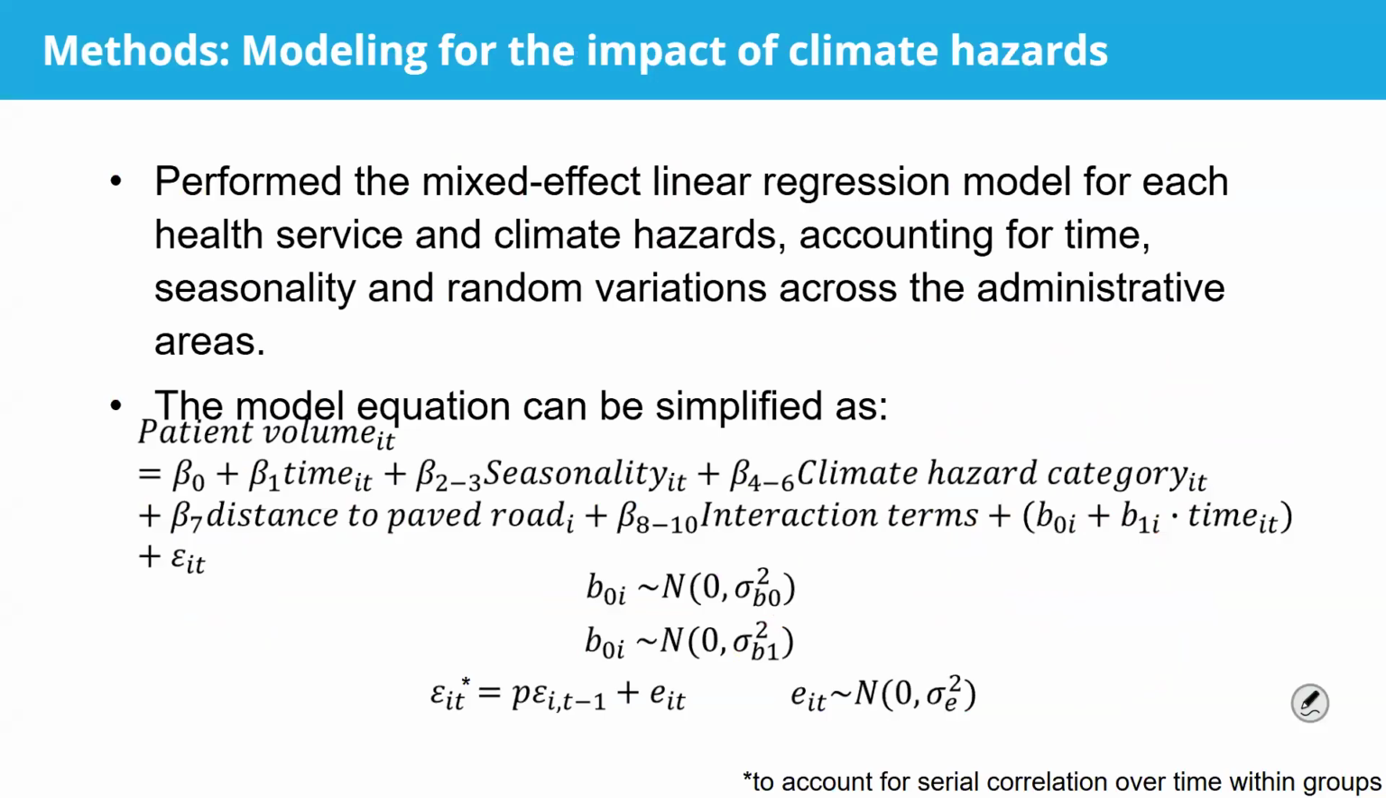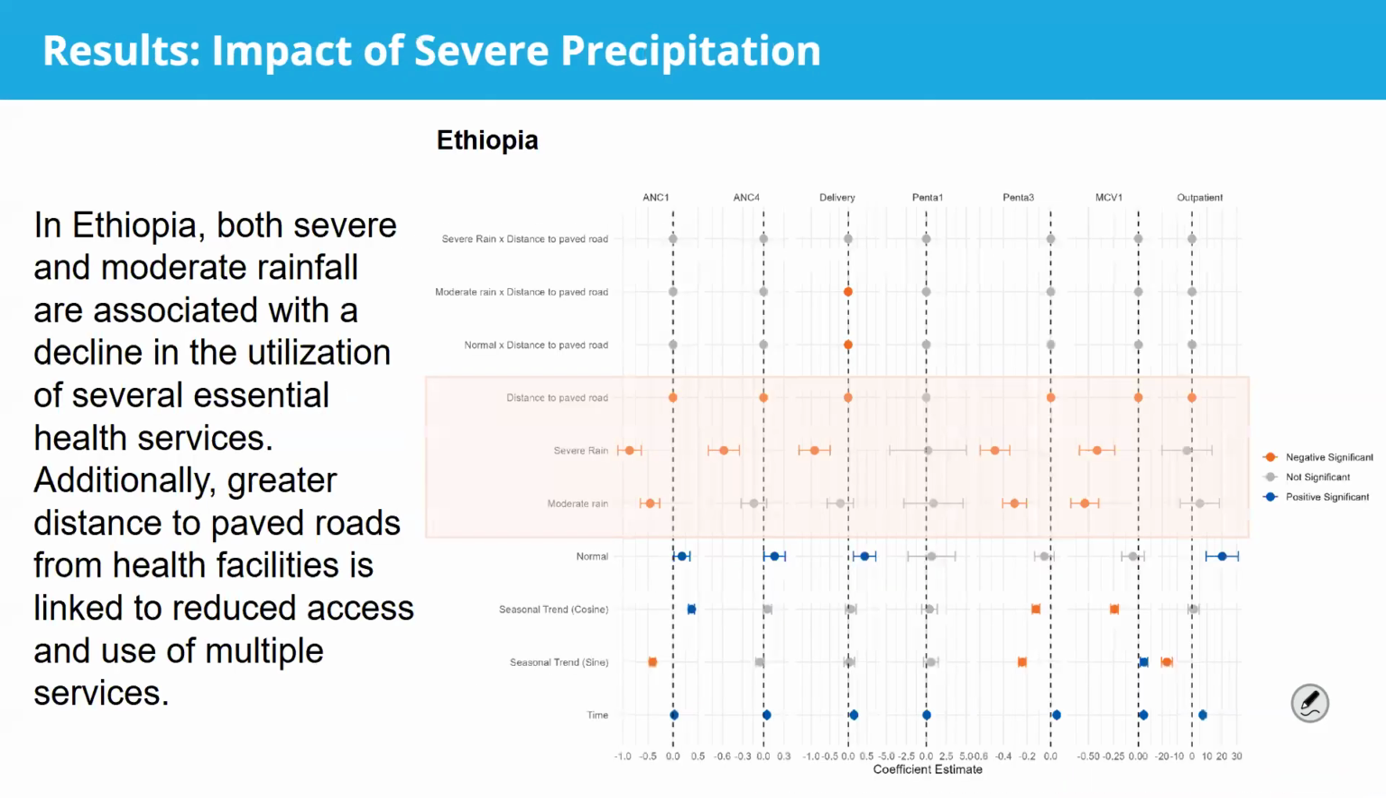According to the model, we performed a mixed effect linear regression model for each health service and climate hazard, accounting for time, seasonality, and random variation across the administrative areas. This is a model. I skip explaining the details. So this is the result from the model.